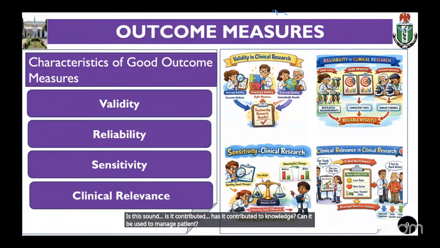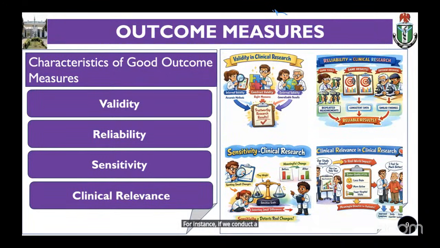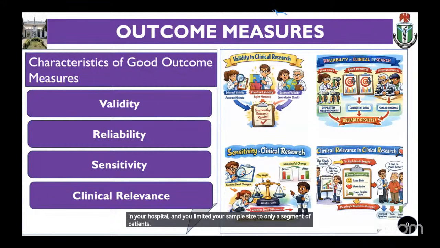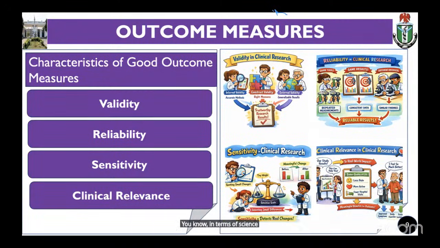For instance, if you conduct a study on postpartum hemorrhage in your hospital, and you limited your sample size to only a segment of patients, maybe in terms of age, in terms of socioeconomic status, then at the end of the day, it may not be generalizable, and in terms of science, you have not fully contributed. So these are things where there will be need for the candidate to strike a balance and see how the study could be useful, and the findings could be useful from within and even outside.